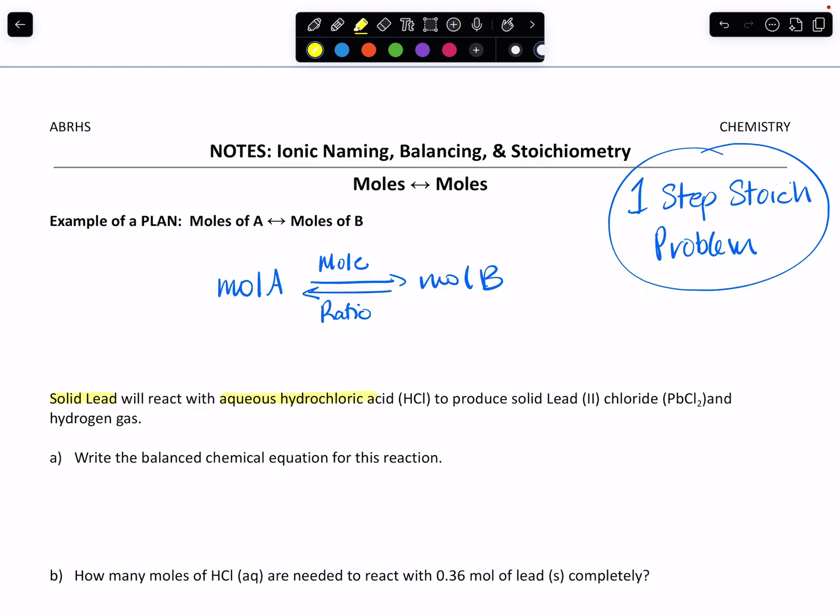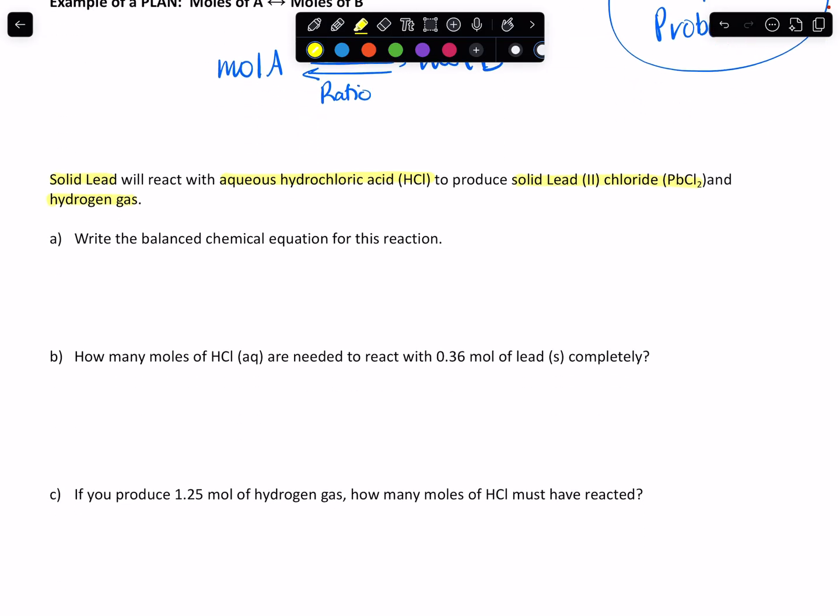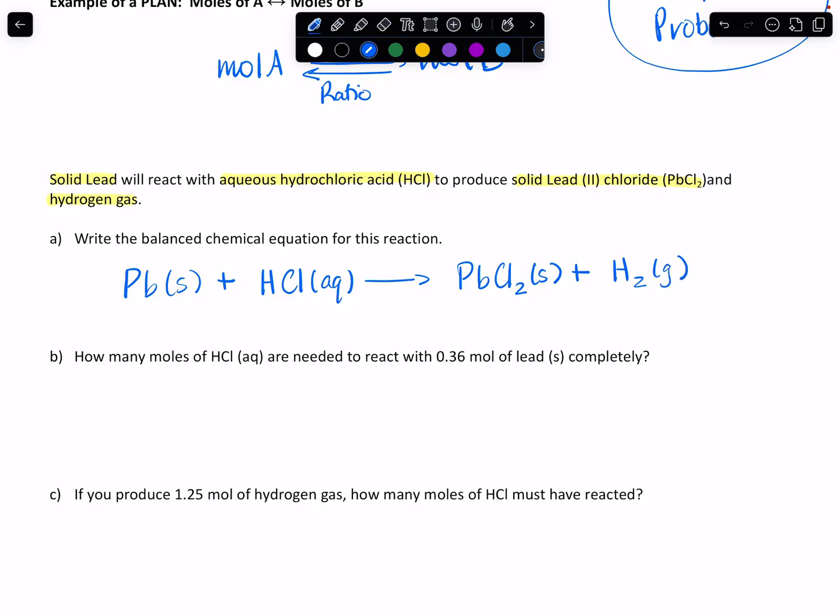Solid lead reacts with aqueous hydrochloric acid to produce solid lead 2 chloride and hydrogen gas. So the first thing we're going to do is write the balanced chemical equation. So solid lead is Pb(s). Then we have aqueous hydrochloric acid, HCl(aq), forms solid lead 2 chloride, PbCl2(s), plus hydrogen gas. Now hydrogen is one of our 7 diatomic elements, so because it's alone, it needs to be H2.